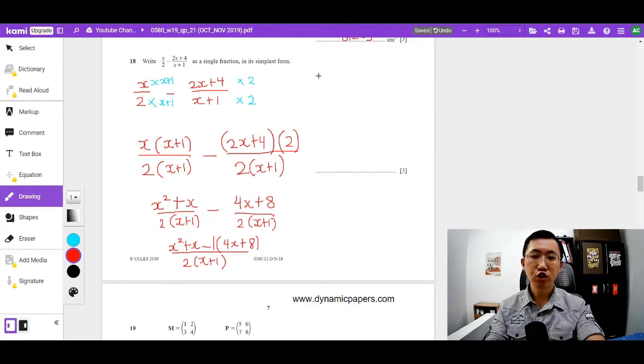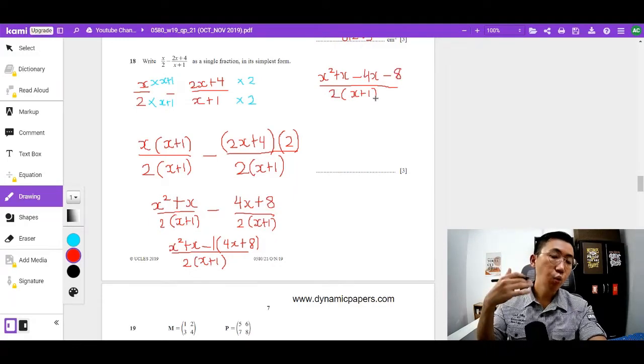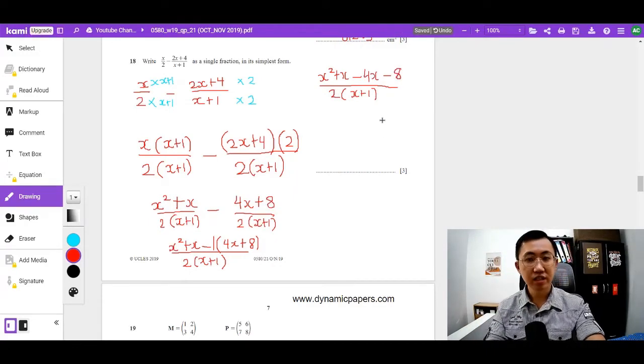Alright, so watch. X squared plus x, you copy back. Now, negative 1 times 4x, you will get minus 4x. Negative 1 times positive 8, that will give you minus 8. Okay, now only we are combining the terms. So as usual, the bottom one do not expand. Now you can see there are a lot of working steps for this question because it's like that, alright? So we are going to simplify here.